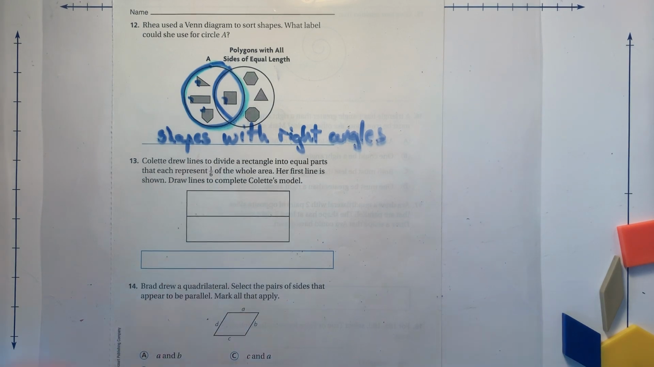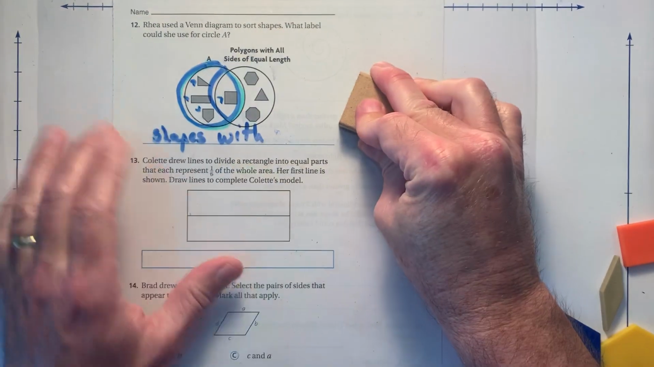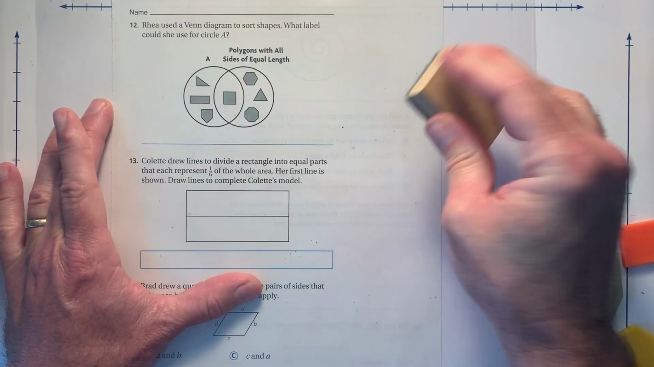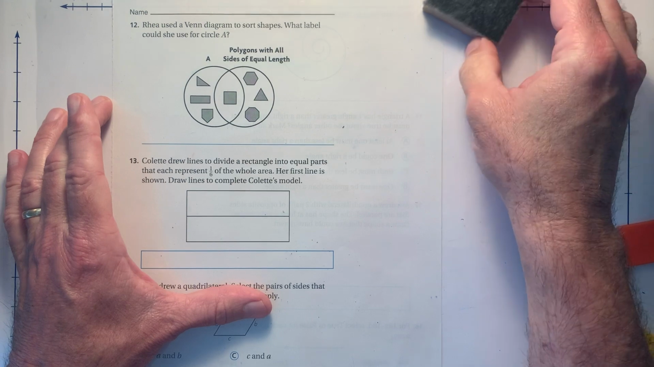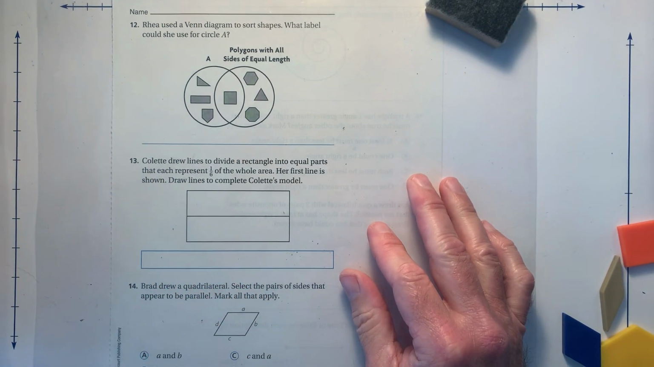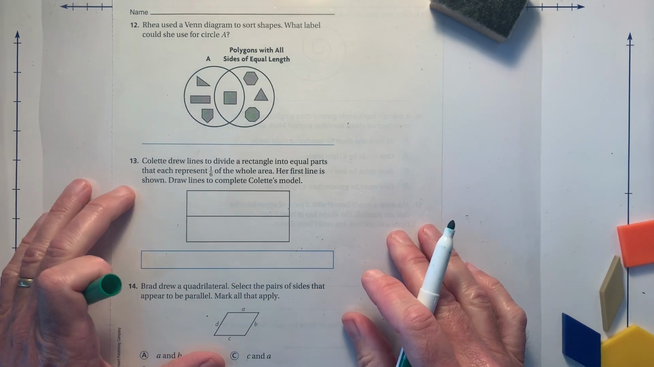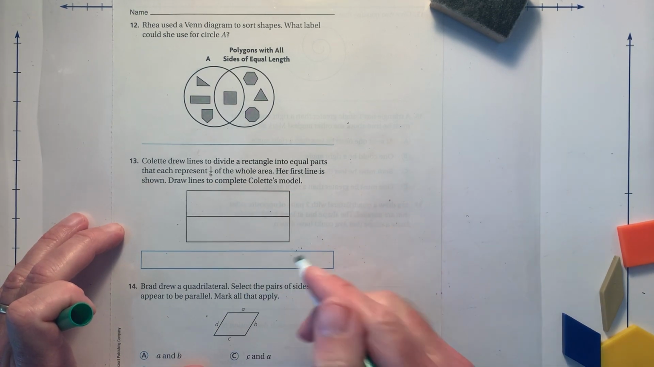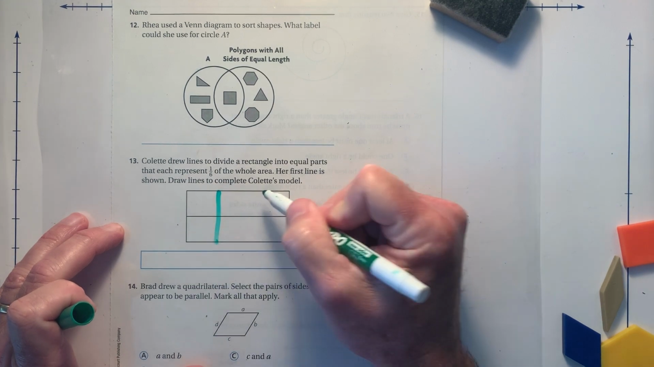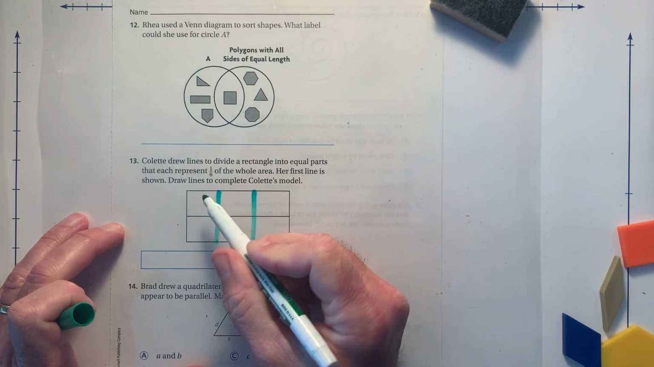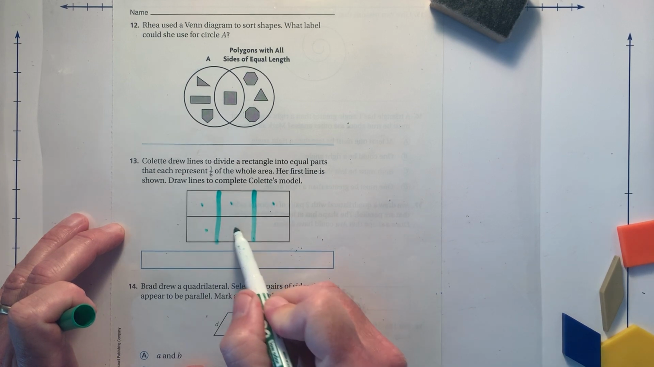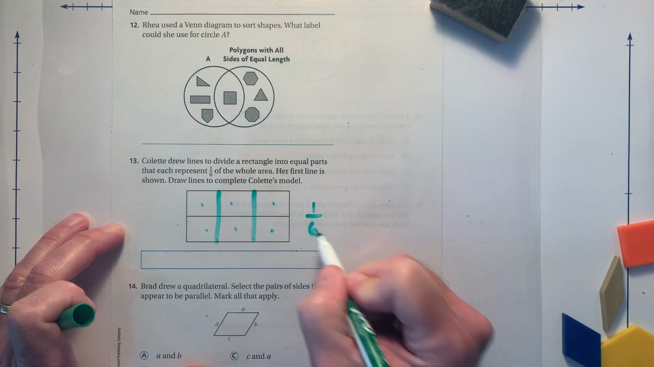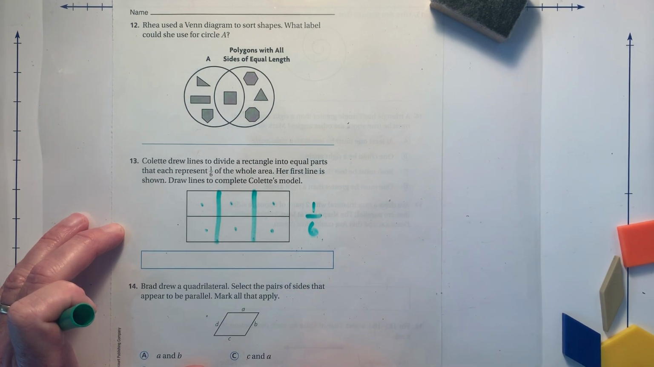Okay. As we continue onward to 13, Colette drew lines to divide a rectangle into equal parts that represent 1/6 of the whole area. Her first line is shown. Draw lines to complete Collette's model. Well, if we're trying to show sixths, there are two ways to do this. The easiest way is to divide 3 lines into thirds here with 2 lines. I now have 1, 2, 3, 4, 5, 6 equal parts. I now have sixths. 1/6 each one.